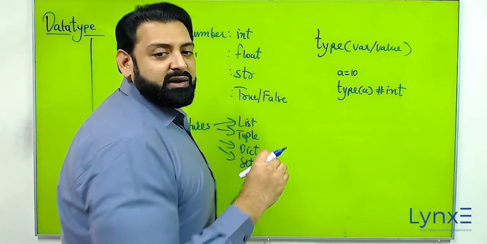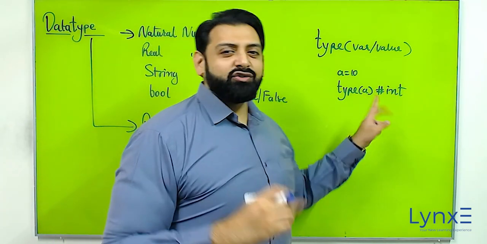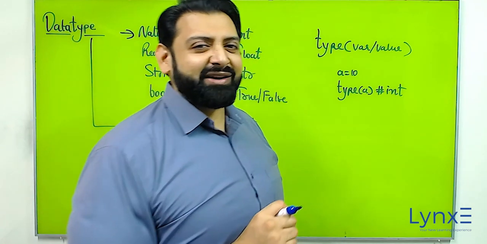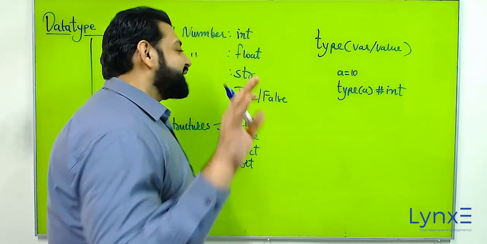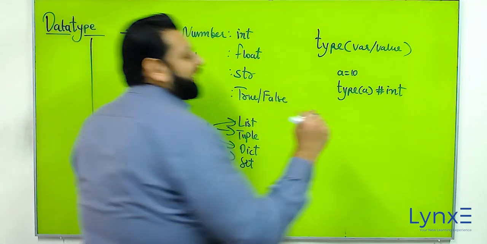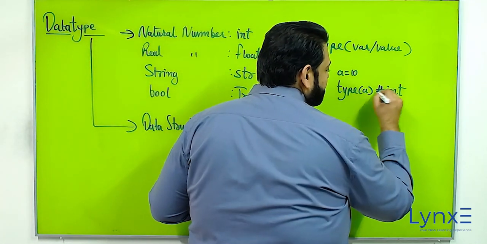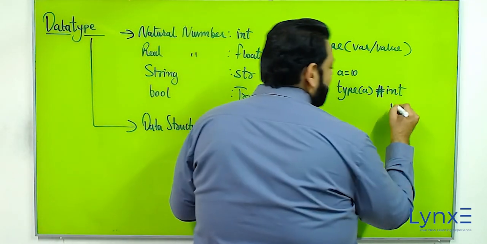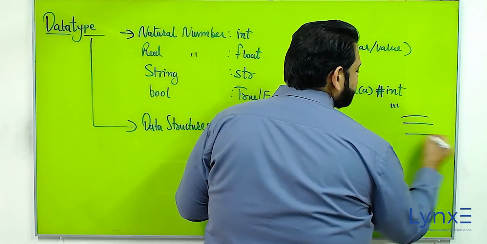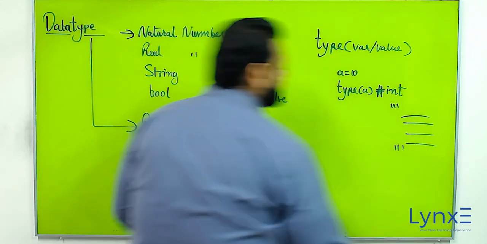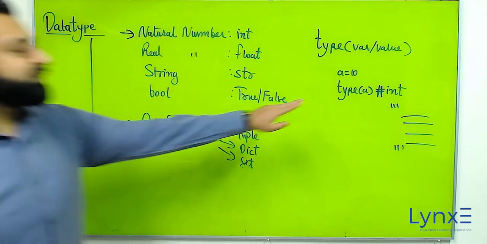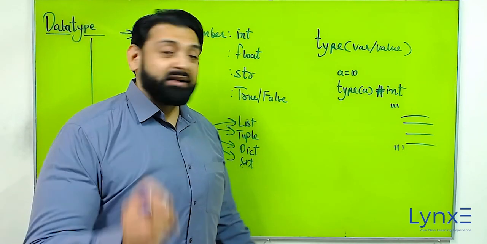People who are wondering, sir, why you are using hashtag? This is not Instagram. In Python, single line comments are given with hash. Multiple line comments are given with three quotes. Then as many lines as you want to write, and then three quotes to close. So this is a single line comment. This is a multi-line comment.